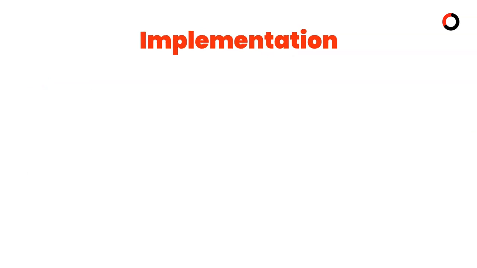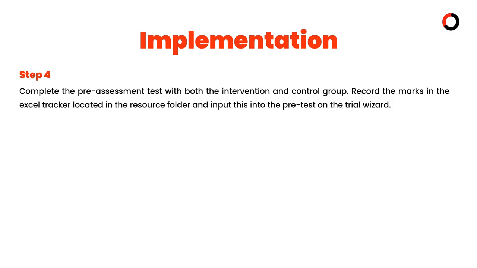So moving on to the implementation. Step 4, complete the pre-assessment test with both the intervention and control group. Record the marks in the Excel tracker, which is located in the resource folder, and input this into the pre-test on the trial wizard.